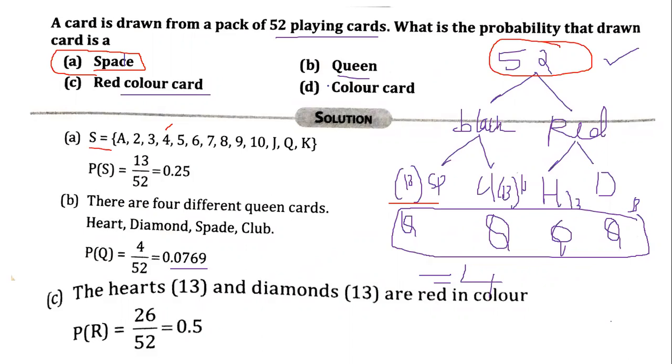Now, the next question just says color card, because if it is just a color card, we cannot find anything here. They have to be specific about what color the card is, and only then will we be able to find it, because black is also a color, red is also a color. Now, let us take this question as black card. Can you tell me what will be the probability of selecting a black card?